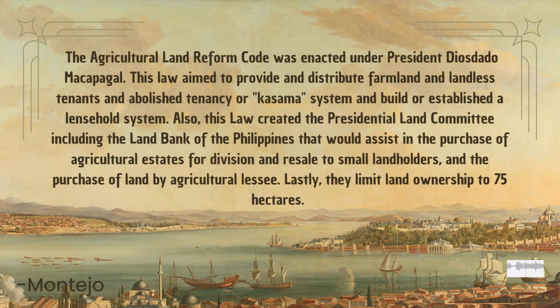This law aimed to provide and distribute farmland to landless tenants, abolish the tenancy or kasama system, and establish a landholding system. Also, this law created the Presidential Land Committee, including the Land Bank of the Philippines, that would assist in the purchase of agricultural estates for division and resale to small landholders, and the purchase of land by agricultural lessees. Lastly, it limited land ownership to 75 hectares.